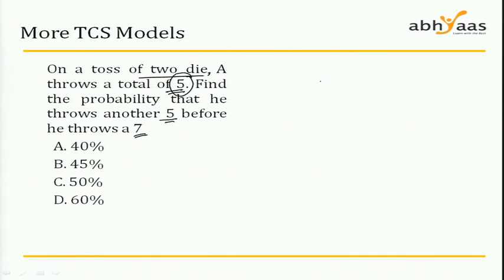Right. Now what is happening here? First he already throws a 5. Right. A has already thrown. The roll was about 5. Now instead of 5, we need to check what is the probability of 5 occurring before 7 occurs.